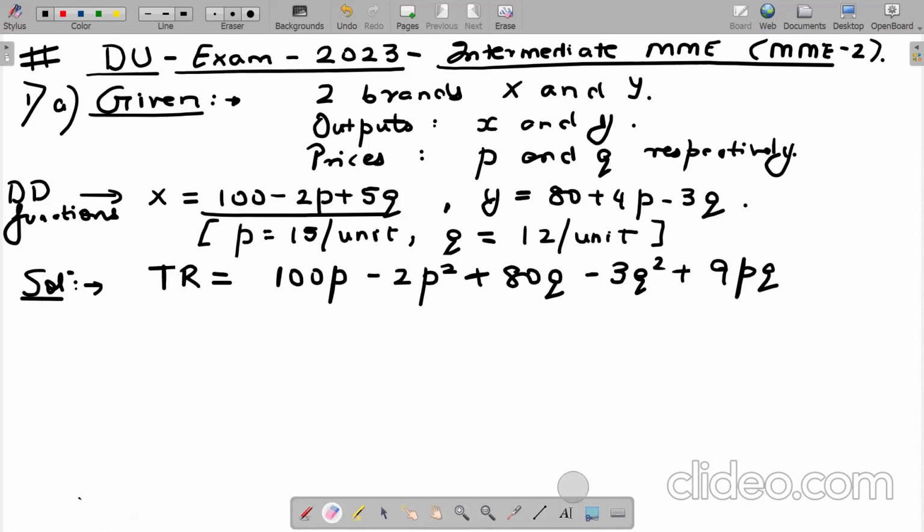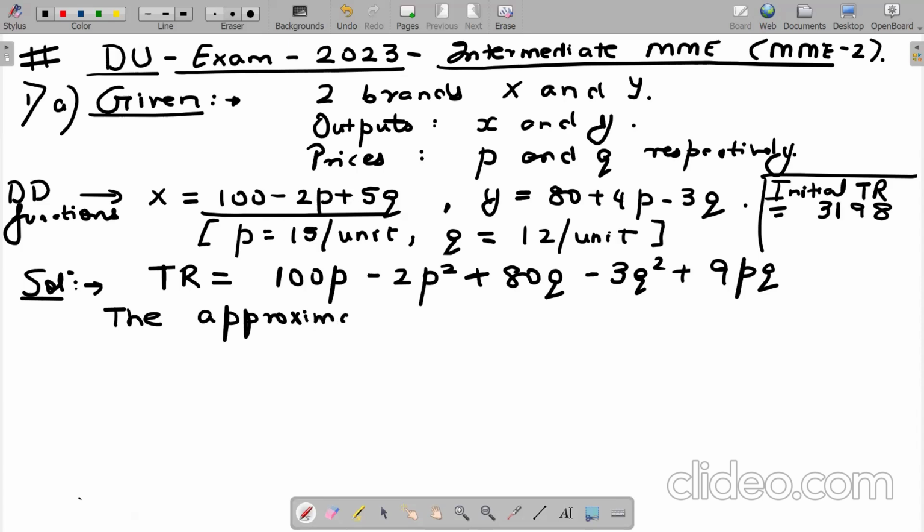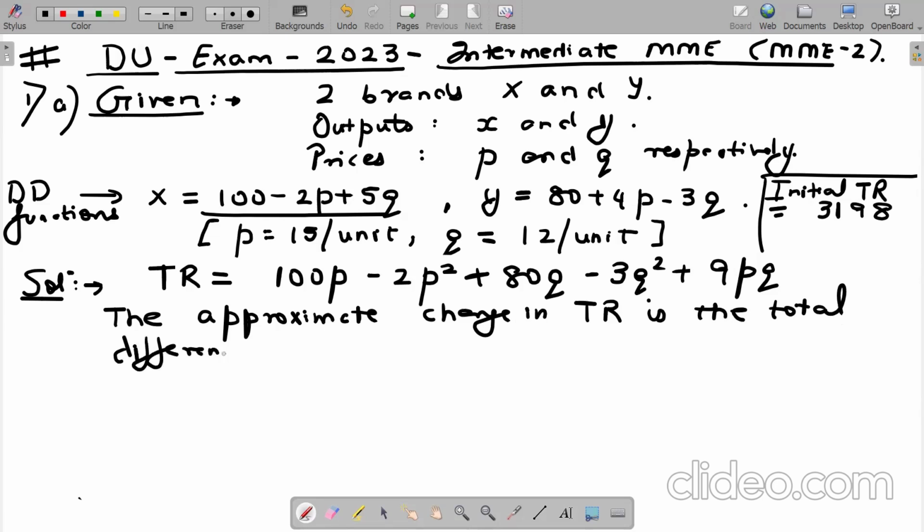I'm also writing my initial total revenue here just for clarity, which I have got as 3198. Now, how do I find the approximate change in total revenue? So I can write that the approximate change in total revenue is the total differential of the above TR equation.